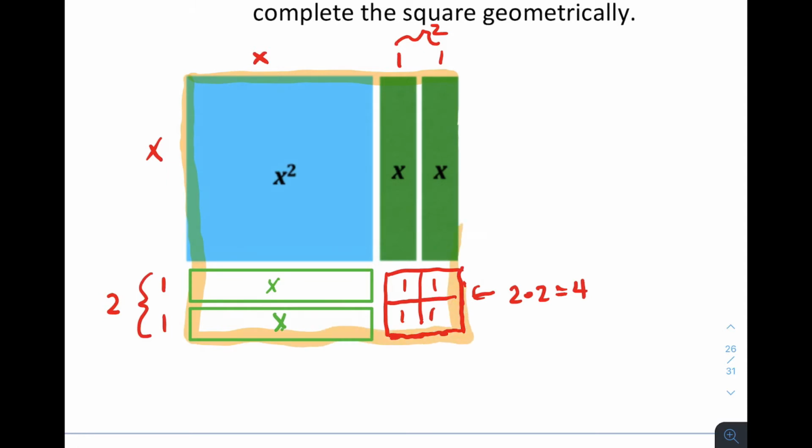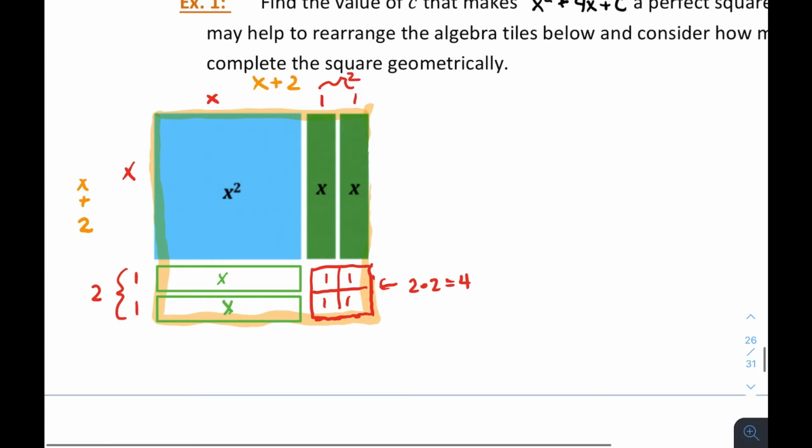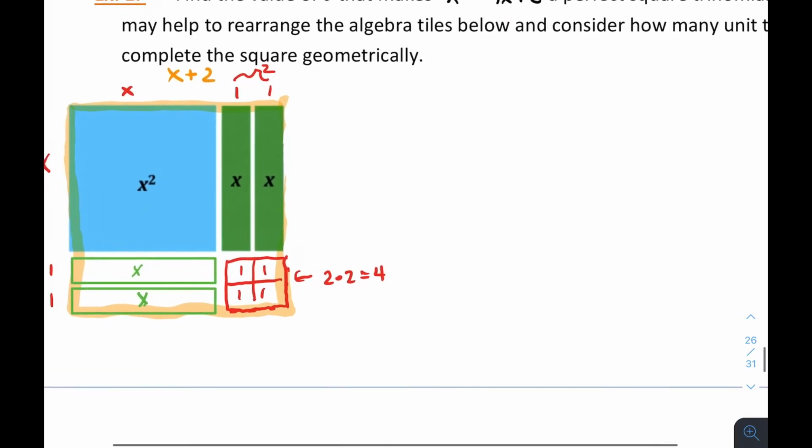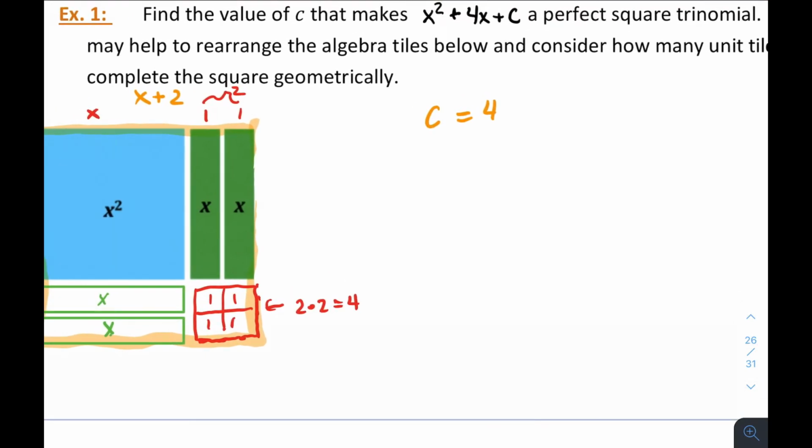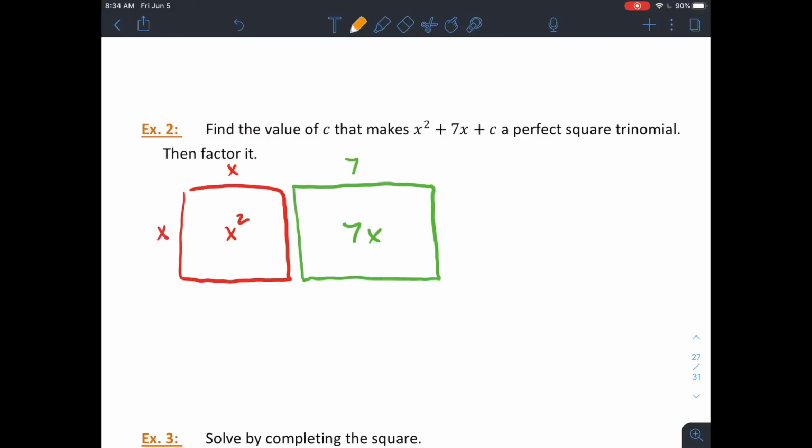You can also think about, there's a couple ways you could write the trinomial. You could think about it as all the little individual areas, or you could think about it as side length by side length. So the side lengths of that big square are now x plus 2, since I completed it. So C that would complete our perfect square was 4 unit tiles. And then if I wanted to show you how that makes it a perfect square algebraically, I have x squared plus 4x plus 4 for my completed area, which factors into x plus 2 times x plus 2, which is the same thing as x plus 2 squared.